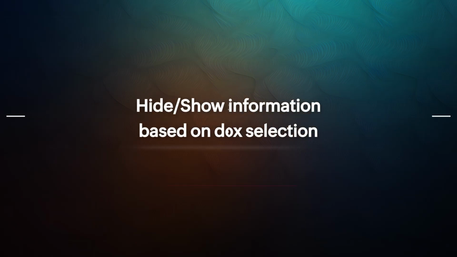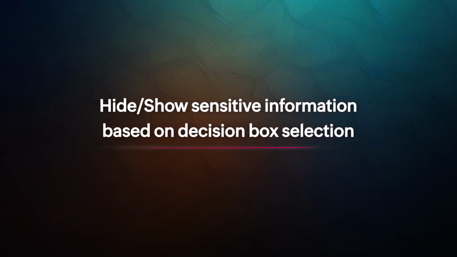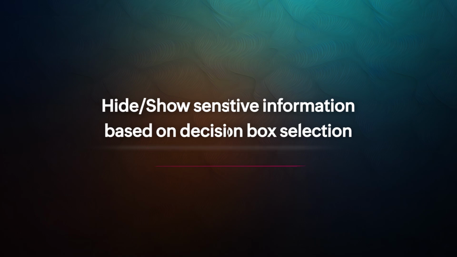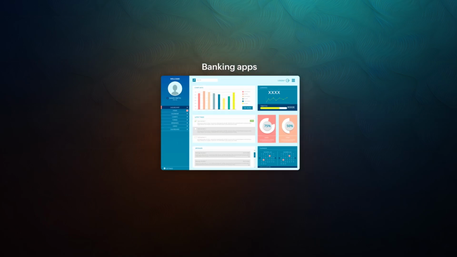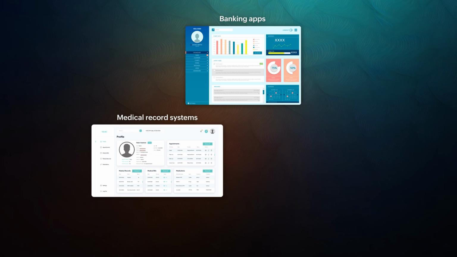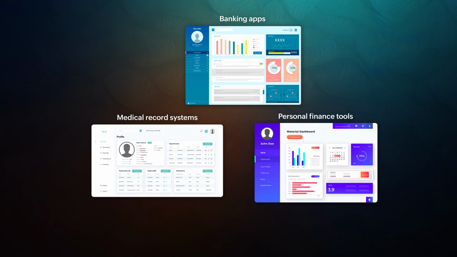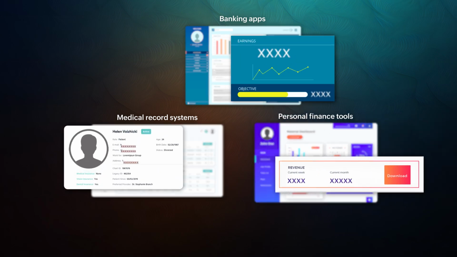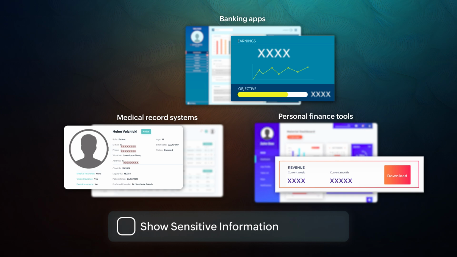Hi, in this video, we'll learn how to dynamically hide or show fields based on the selection in the decision box on the form. You might have come across various instances like banking apps, medical record systems, and personal finance tools where field values are initially masked and only become visible after you choose to view the sensitive information. This is to guarantee privacy and prevent the exposure of sensitive data at the first glance.